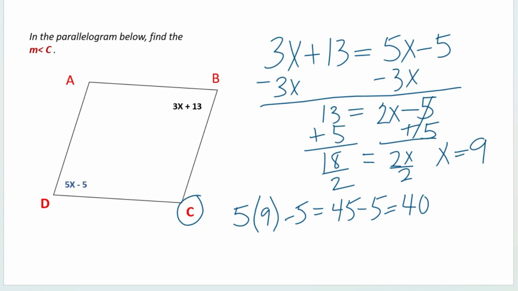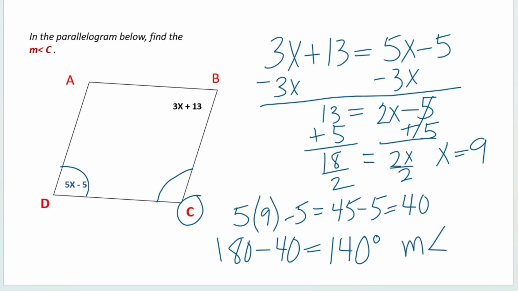And since this is supplementary, consecutive to C, I can say 180 degrees minus 40 equals 140 degrees. So the measure of angle C is equal to 140 degrees. Again, that's based on the parallelogram property that says consecutive angles are supplementary.